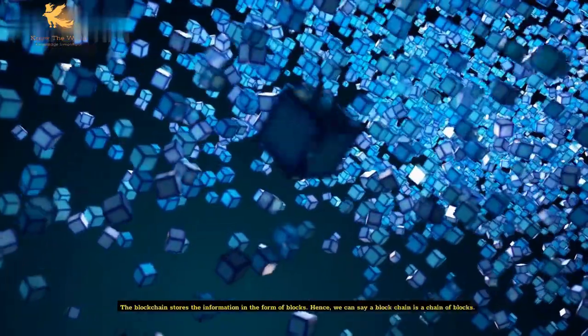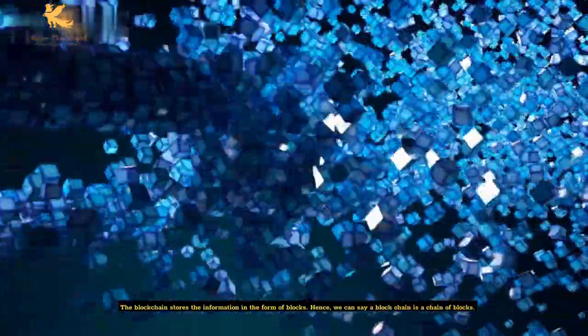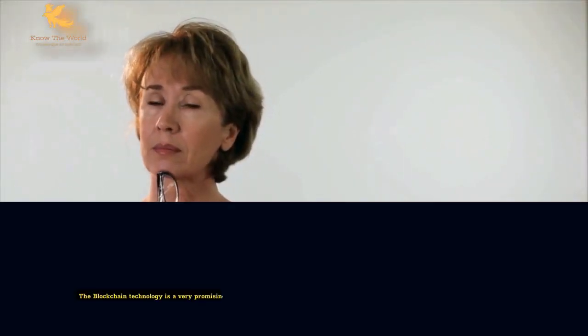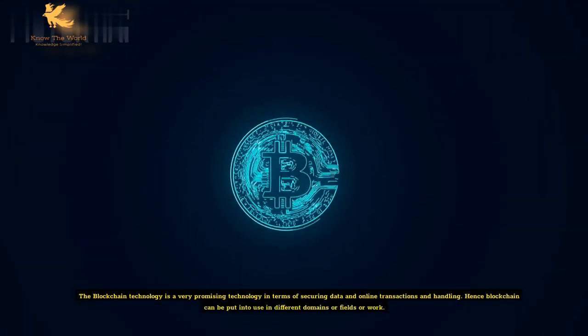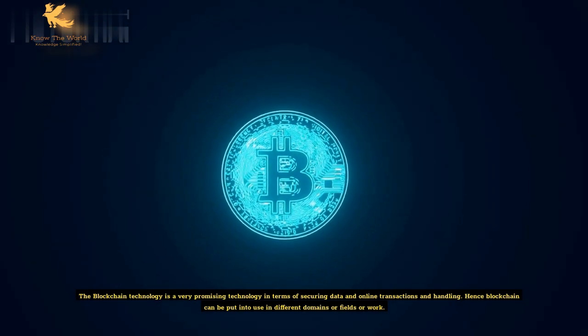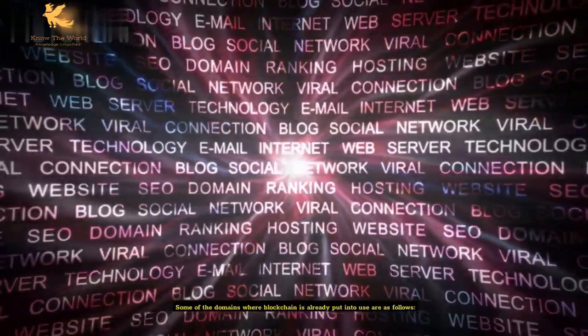The blockchain stores the information in the form of blocks. Hence, we can say a blockchain is a chain of blocks. Now the question arises, how to use it? Blockchain technology is a very promising technology in terms of securing data and online transactions and handling. Hence, blockchain can be put into use in different domains or fields of work. Some of the domains where blockchain is already put into use are as follows.